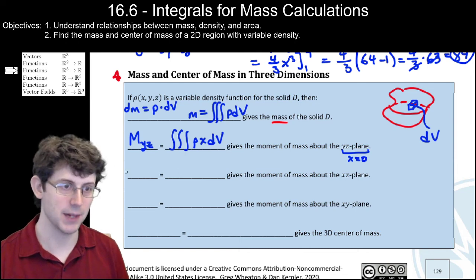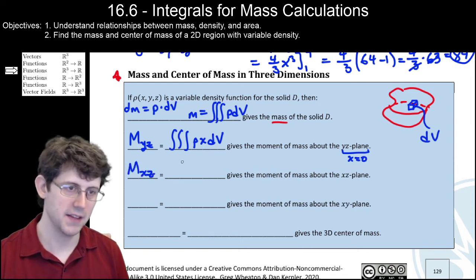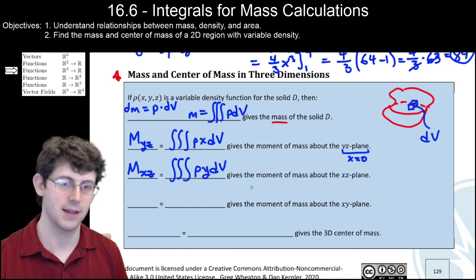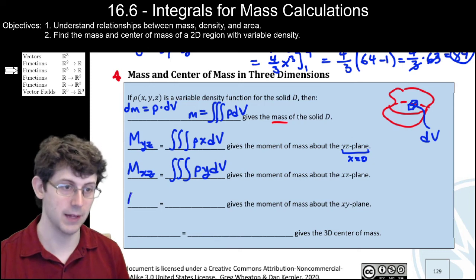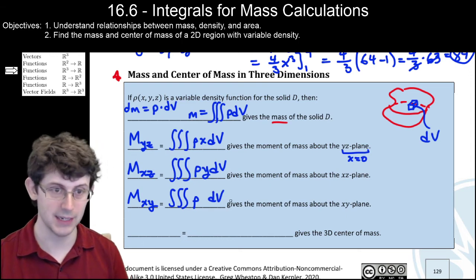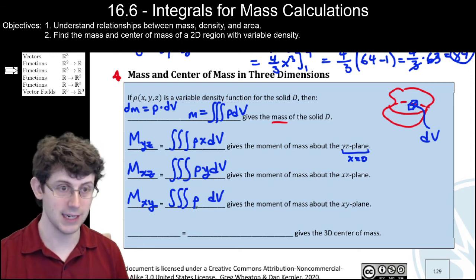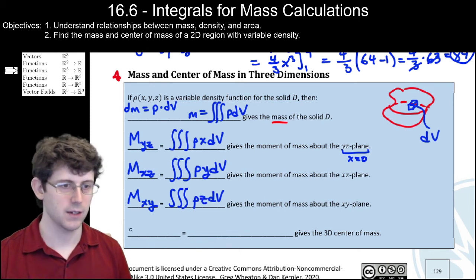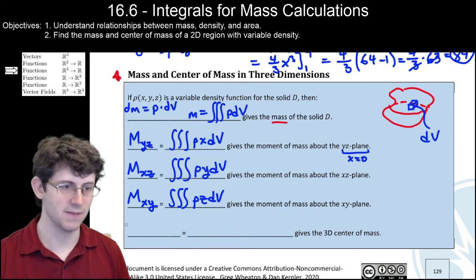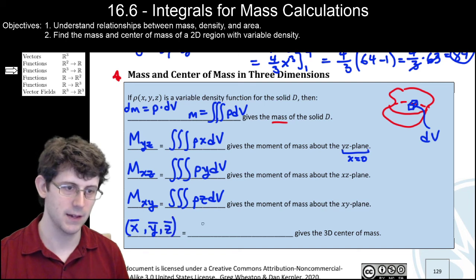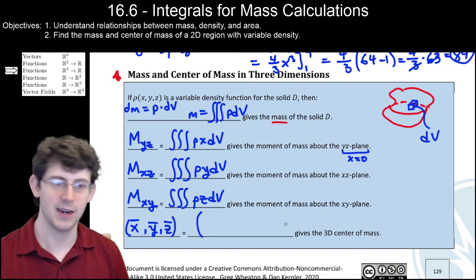To get away from the xz plane, the amount that you are away from the xz plane is called y. And the amount you are away from the xy plane, here's the mass, and moment is mass times displacement. The amount you are away from the xy plane is z. So, how do you get the center of mass? The center of mass will have 3 coordinates, x bar, y bar, z bar. And you get them by just dividing the moments by the mass.